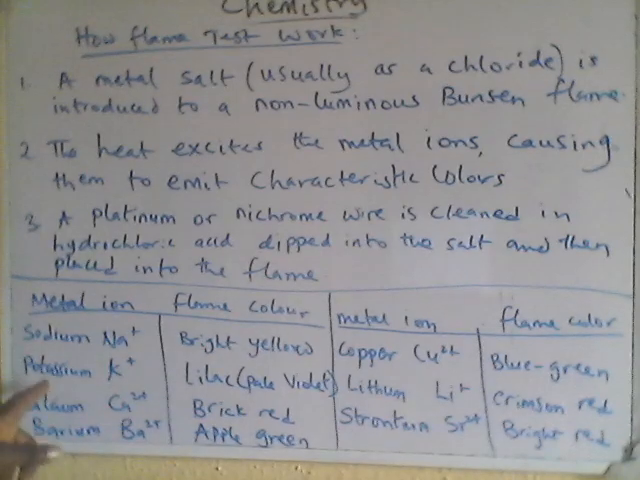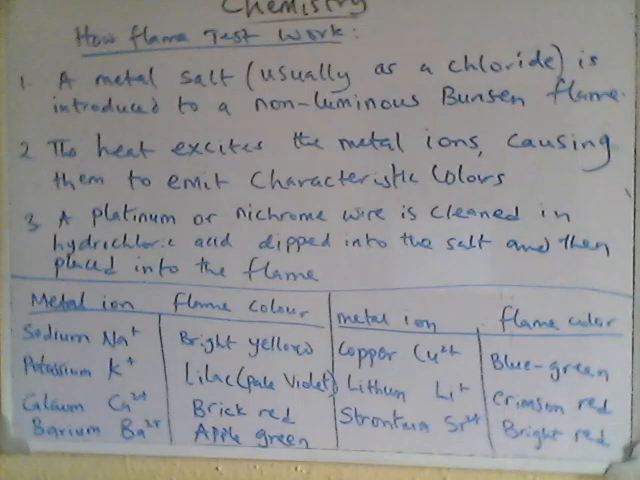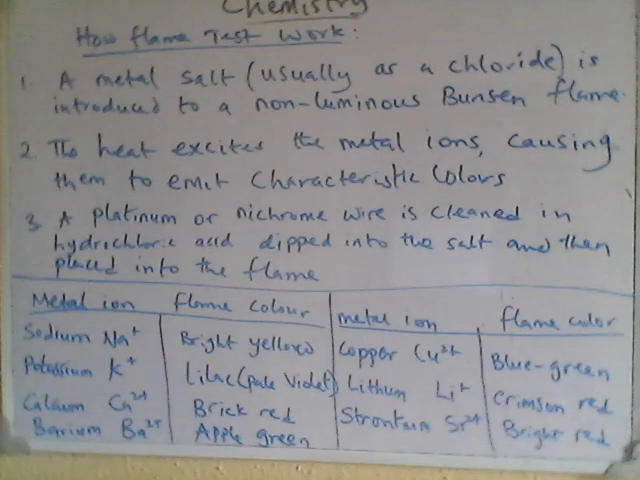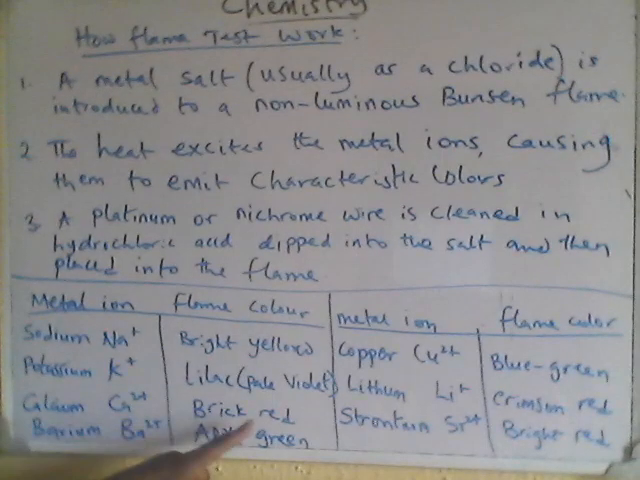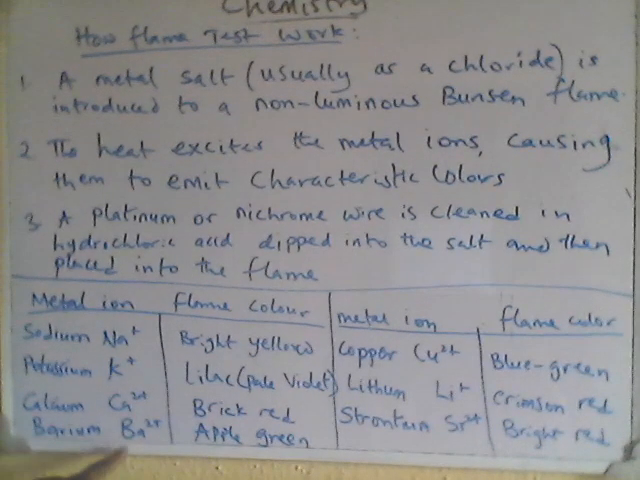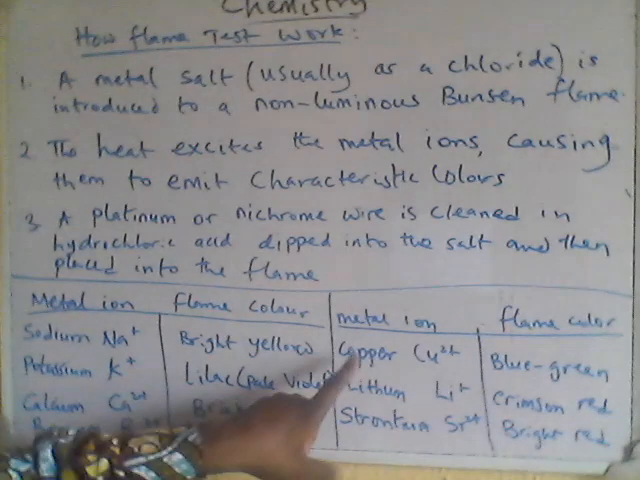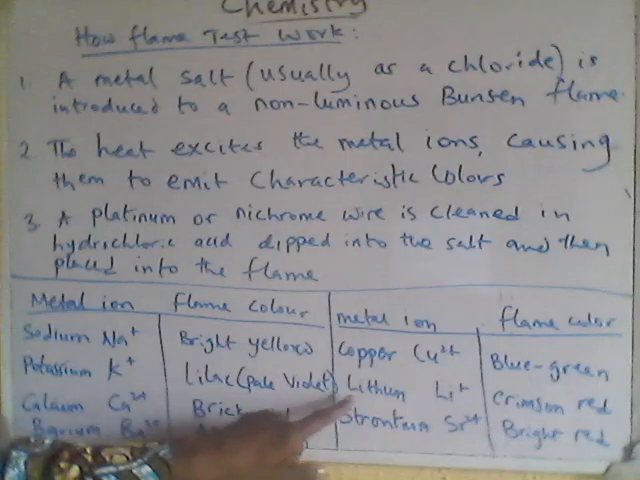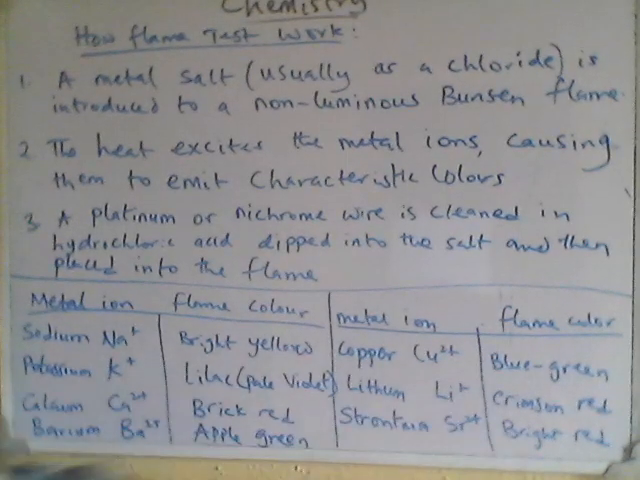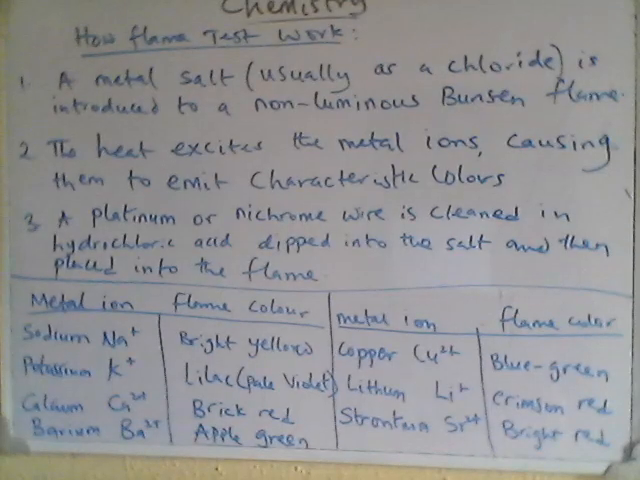If you see potassium ion, that means you will see a lilac or pale violet flame. Calcium ion emits brick red flame. Barium ion emits apple green flame. Copper ion emits blue green flame. Lithium ion emits crimson red, and strontium ion emits bright red.